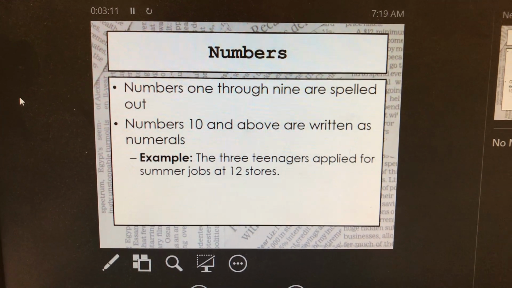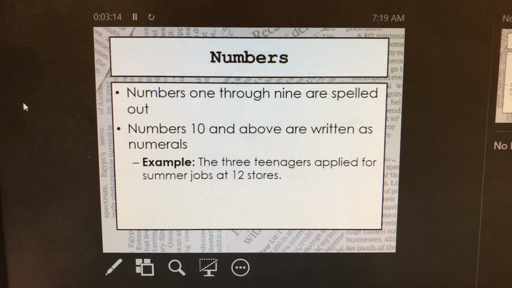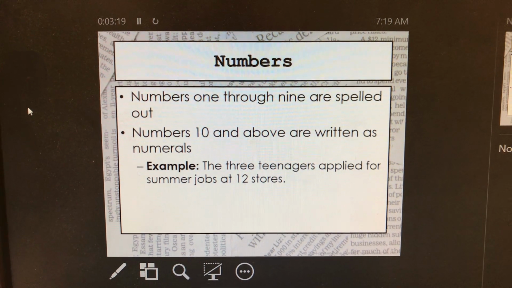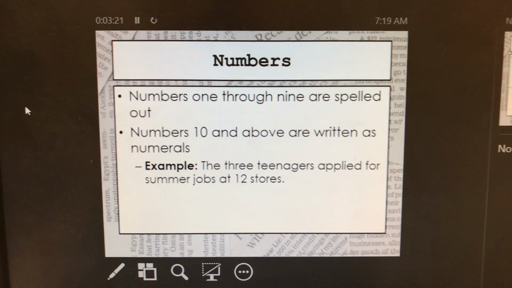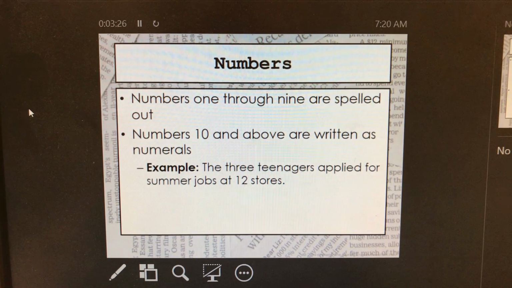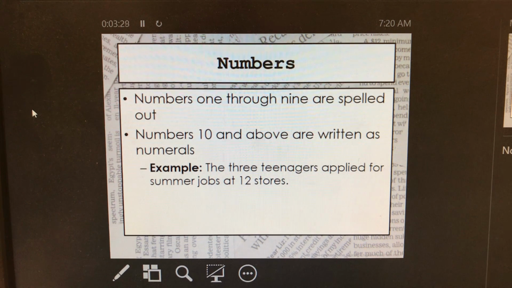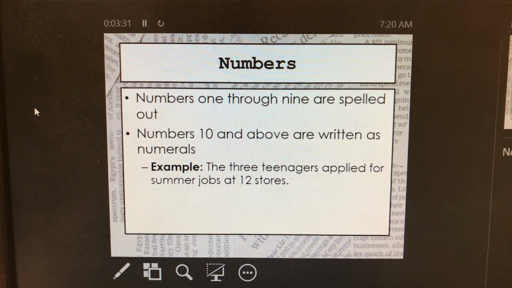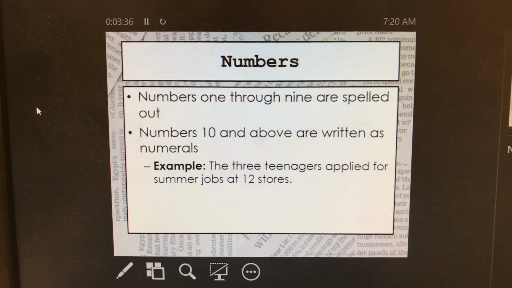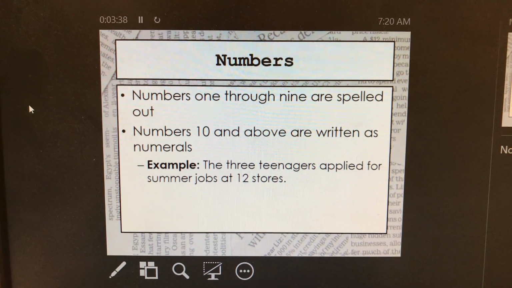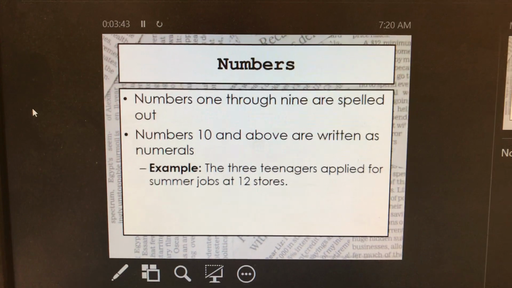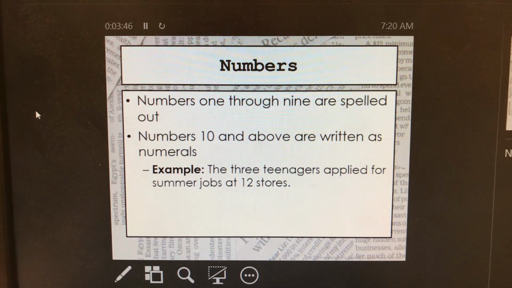Now, let's get back to numbers. We talked about dates and we talked about money, but let's talk about numbers as a whole. Numbers 1 through 9, when just discussing numbers, not discussing dates and not discussing money, but just numbers themselves, are spelled out. However, numbers 10 and above, it doesn't matter how big above, are written as numerals. And I really like this example because it shows how the number system plays out when there's a single-digit number and a double-digit number in the same sentence.